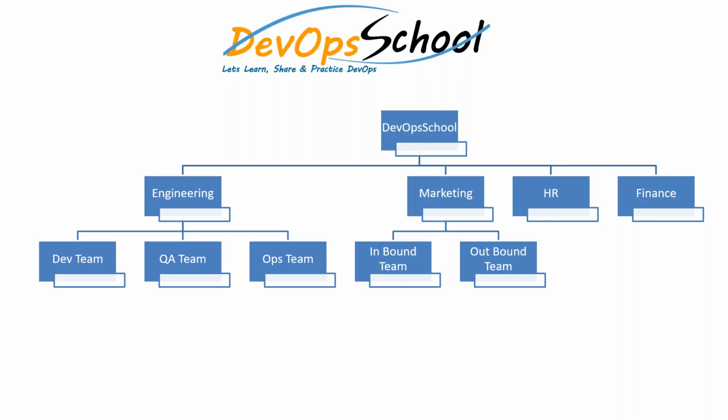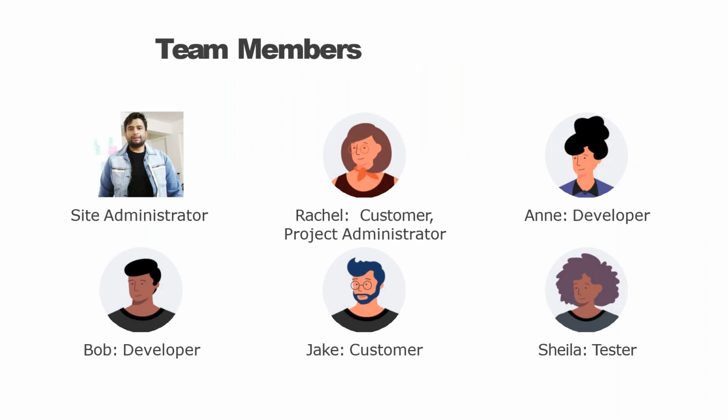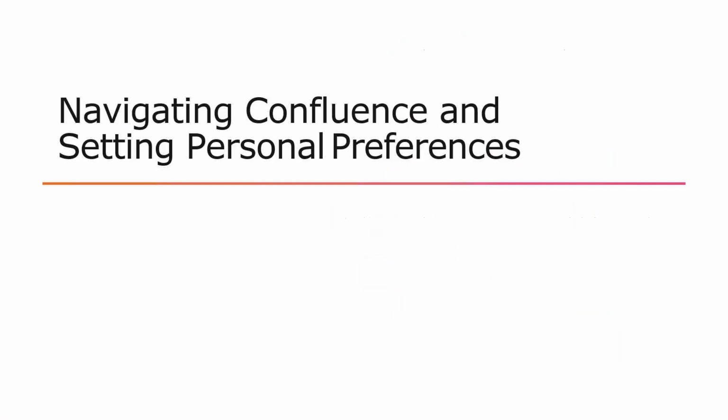So how do you plan for it? This is just a planning example. Right now, there's an engineering category, marketing category, HR category, finance category. Inside that, dev team, QA team space, ops team, inbound team. This is how you design. It's up to you. These are the team members you may have, like developers, testers, customers, and administrators.